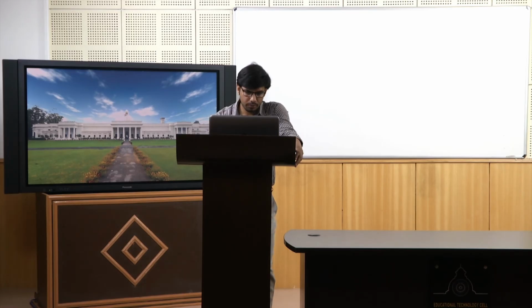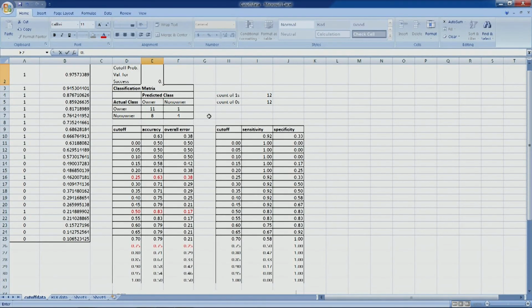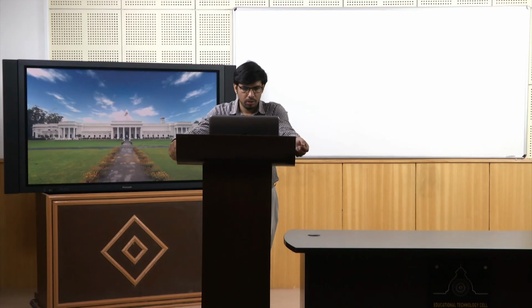Similarly, if we change the cutoff value to 0.75, you would see the numbers have changed in the classification appropriately, and now you would see that more observations are being classified as non-owners. Only 6 observations have been classified as owner and 18 observations have been classified as non-owner. Because the cutoff value is more than 0.5, on the higher side, fewer observations are being classified as ones and more observations are being classified as 0.